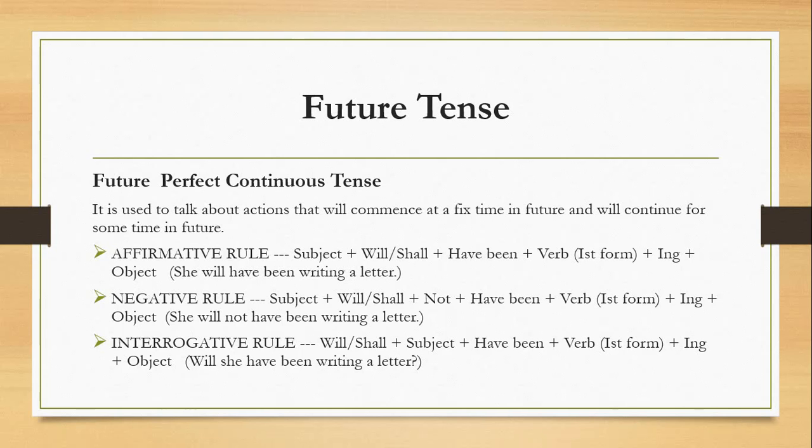So again, we all know that when we talk about perfect continuous in any tense, it always has a longer duration than the others. For affirmative, the rule is subject plus will or shall plus have been plus verb, it means V1 plus ing, plus object. She will have been writing a letter. Negative: subject plus will or shall plus not plus have been plus V1 plus ing plus object. She will not have been writing a letter. Then comes the interrogative rule: will or shall plus subject plus have been plus V1 plus ing plus object. Will she have been writing a letter?